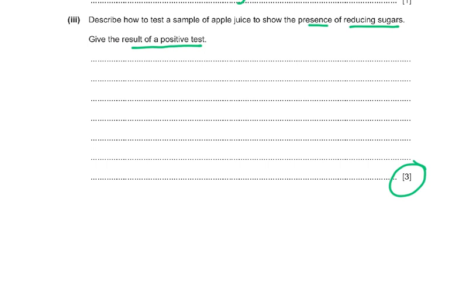Even any other colors, if you wrote, it was fine. If you said orange, even that was fine.